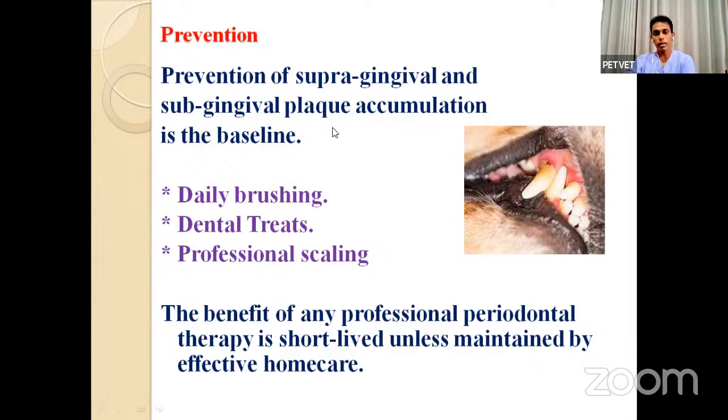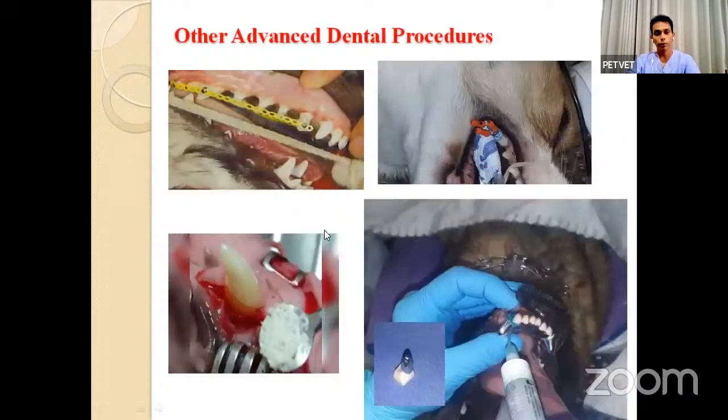So the prevention is prevention of this plaque accumulation by these means: daily brushing, dental treats, and also occasional intermittent professional scaling under anesthesia. And this slide I included just for us to have an idea about the advanced developments in the world in the field of veterinary dentistry.